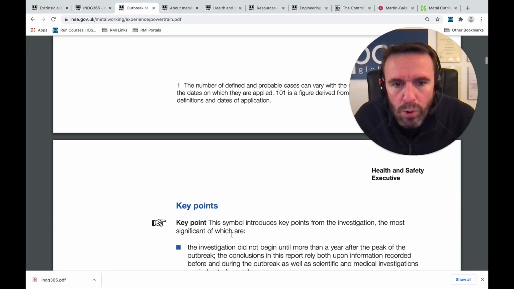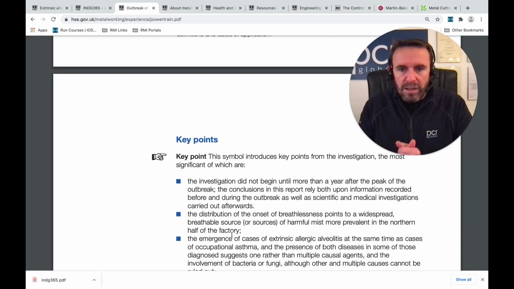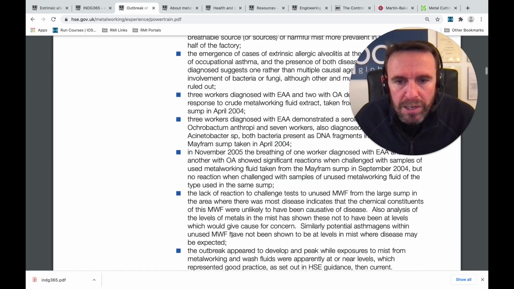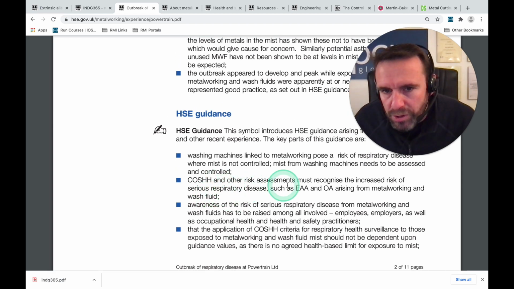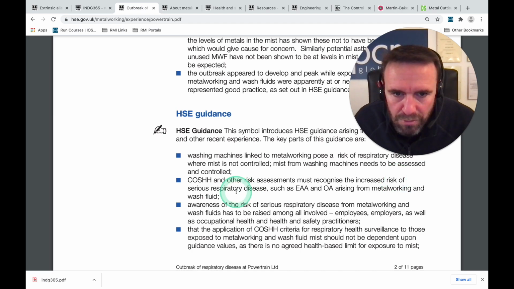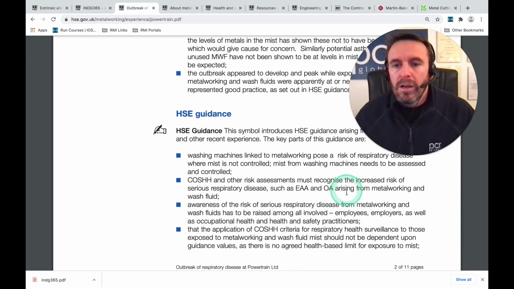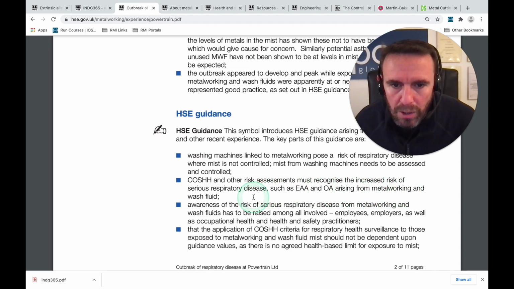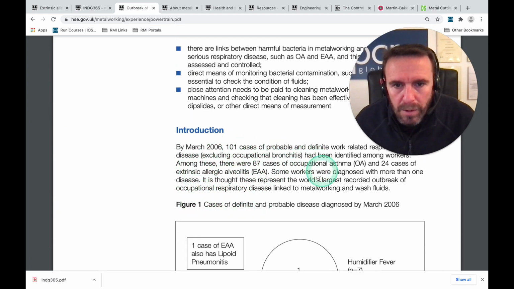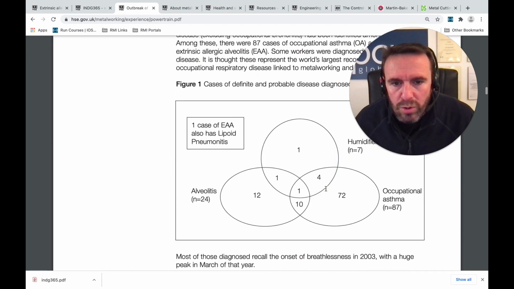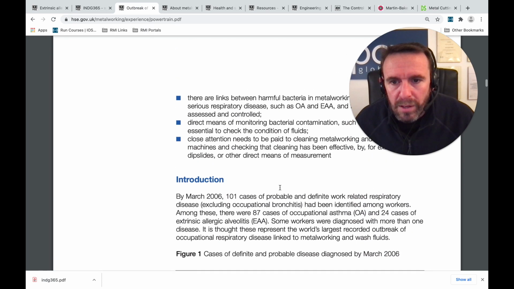Okay, so this document is worth going through. There's a couple of shocks within this investigation. So it is worth reading through, especially where it talks about some of the risk assessments. Caution: the risk assessments must recognise the increased risk of serious respiratory diseases such as EAA and OA. OA is occupational asthma arising from metalworking and wash fluids. Really is worth flicking through. Introduction, it talks about the 101 probable cases. It talks about dip slides. So there's a reference there to dip slides. Let's just jump to the top here.